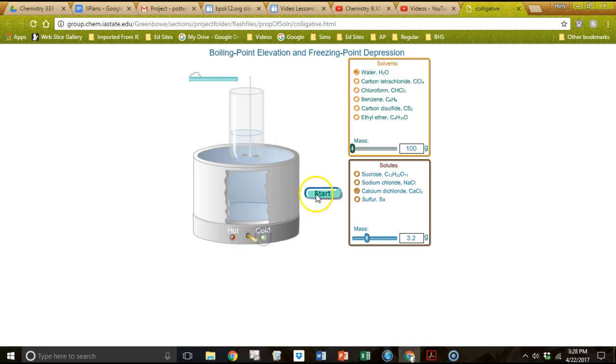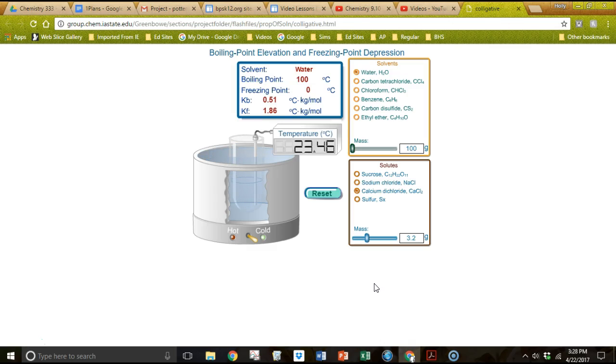And now for the freezing point for calcium chloride, 3.2 grams. So again, normally water would freeze at 0 degrees Celsius, but we are going to see a different freezing point registering because of the solute present. So this time we get negative 1.56 degrees Celsius, and that is for the calcium chloride freezing point.